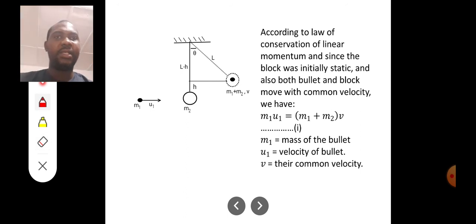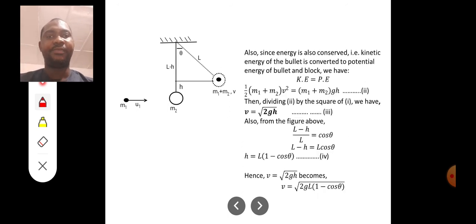Okay, so let's see. According to the law of conservation of linear momentum, and since the block was initially static, and also both bullet and block move with common velocity, we have m1u1, that's for the bullet, is equal to (m1 plus m2)v, that's for the block. Because the bullet is fired into the block, so it is inside the block, so they move with a common velocity. And m1, of course, is the mass of the bullet, u1 the velocity of the bullet, v is their common velocity, m2 is the mass of the block.